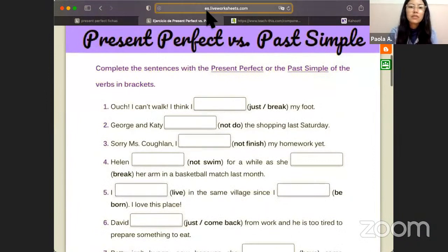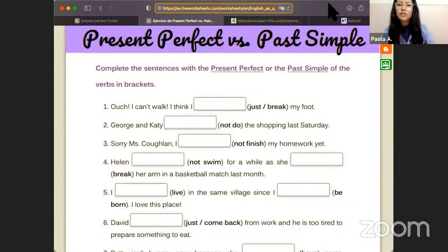Okay, so cuando hablemos de algo que inició en el pasado y continúa en el presente, we use present perfect. If we are talking about something in the past, happened in the past, and it's done, it's past simple. All right, so let's start. Gilbert, can you share your screen, please? This last 5 minutes. Let's try to work at least 3 sentences, okay?